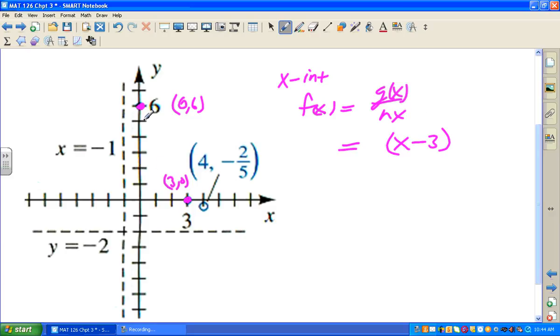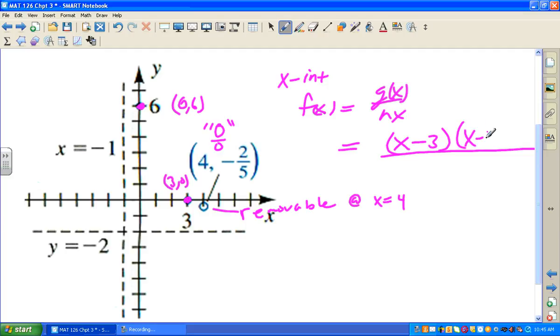And it says there's a hole in the graph, so that's a removable discontinuity at x equals 4. I have to come up with an equation. Okay? So I know there's going to be a line right there. I know if I put 3 in for x, y will equal 0, hence an x-intercept. I also know if I put 4 in for x, I will get 0 over 0 for the numerator and denominator, so it must be a factor of both, x minus 4, x minus 4.